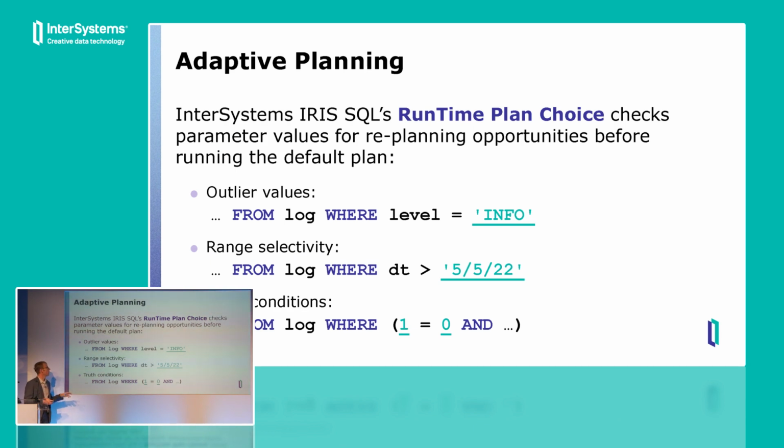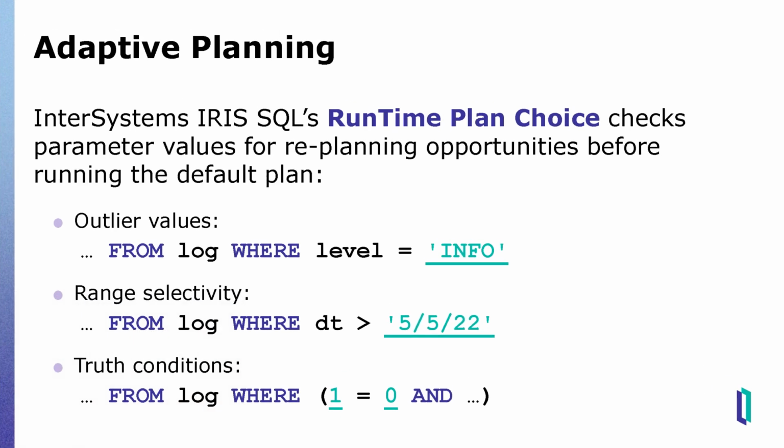When will we perform runtime plan choice? We'll do it in the case of outlier values. So imagine a log table. I wish for all of you that the vast majority of your log table is full of info records and not errors. So if you are selecting all of the info records, then going through the level index is probably not so helpful, because you'll be going through the majority of your data. So that's an outlier: a particular value covering a disproportionate amount of your actual rows.